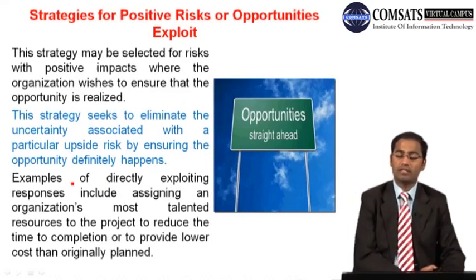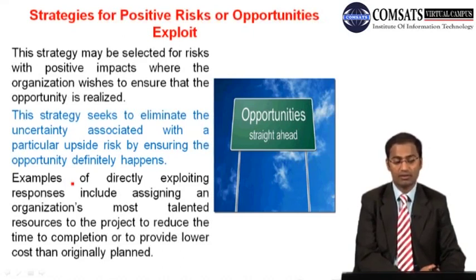And then strategies for positive risks or opportunities: you just want to exploit those. First, the strategy to exploit. This strategy may be selected for risks with positive impacts where the organization wishes to ensure that the opportunity is realized. This strategy seeks to eliminate the uncertainty associated with a particular upside risk by ensuring the opportunity definitely happens. Examples of directly exploiting responses include assigning an organization's most talented resources to the project to reduce the time to completion or to provide lower cost than originally planned.